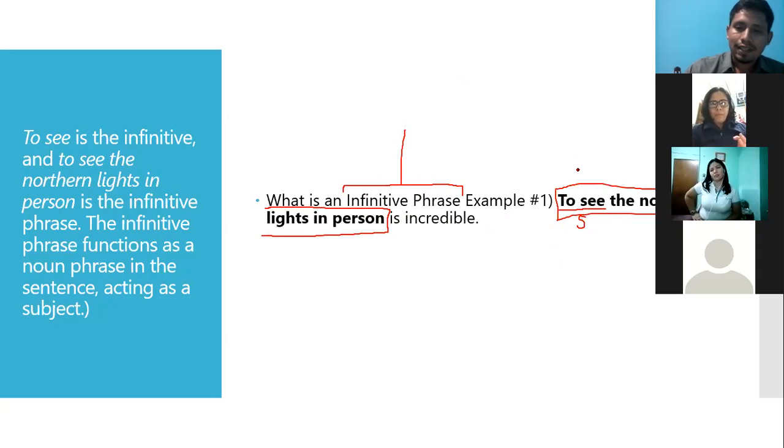And what is that thing? To see the northern light in person. That's the thing that we are referring to. That's the subject. That's the element of the sentence that becomes the subject that completes the meaning of the message that we want to transmit: to see the northern light in person.